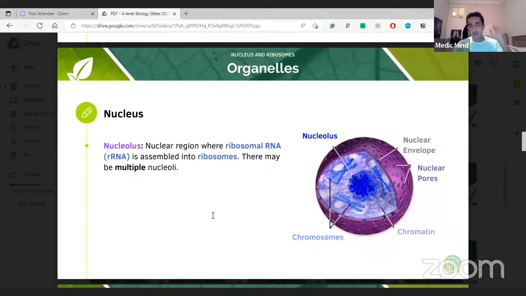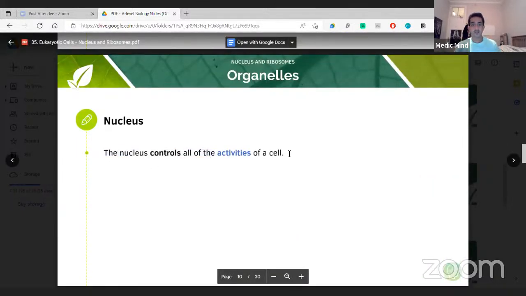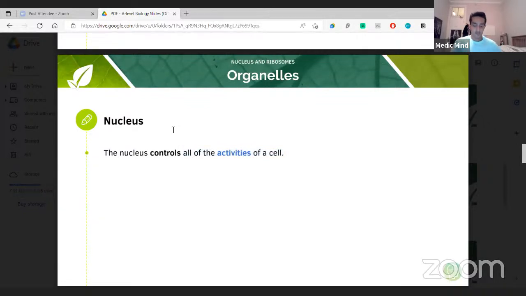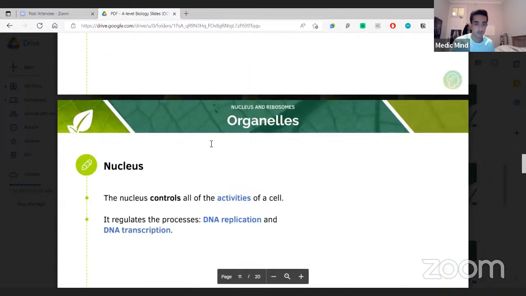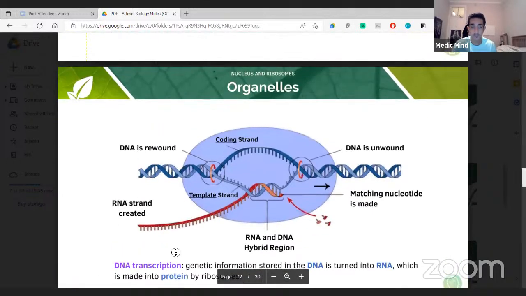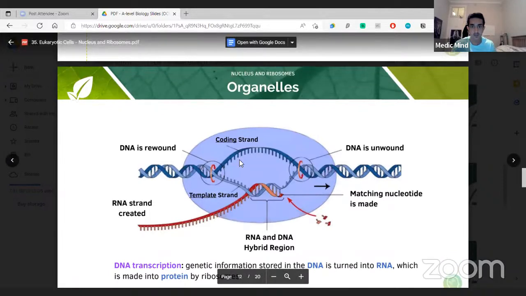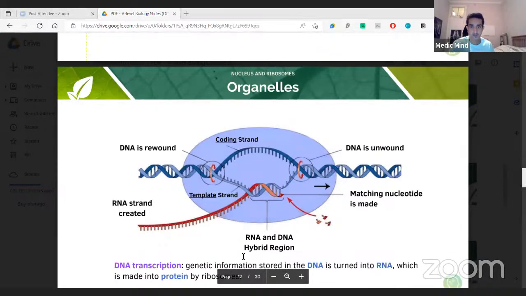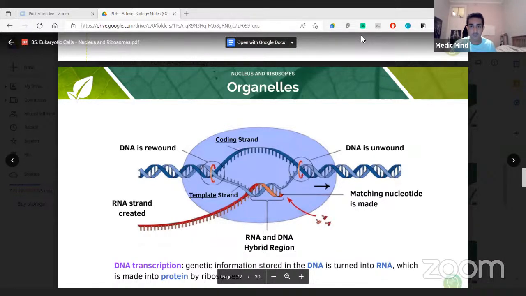The nucleolus is the nuclear region where ribosomal RNA is assembled into ribosomes. There may be multiple nucleoli. And the nucleus's function is to control all of the activities of the cell, as well as controlling how the cell interacts with its external environment. It regulates the two processes of DNA replication and DNA transcription. And we've talked about both of these before in previous lessons, but transcription, to summarize, is where the genetic material that is stored as DNA is turned into RNA, which is made into protein by ribosomes.